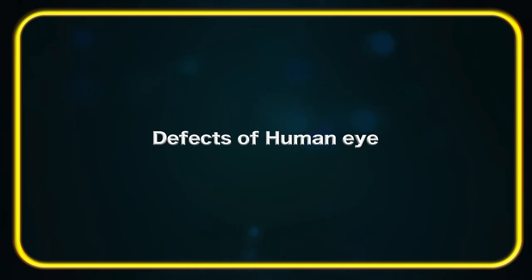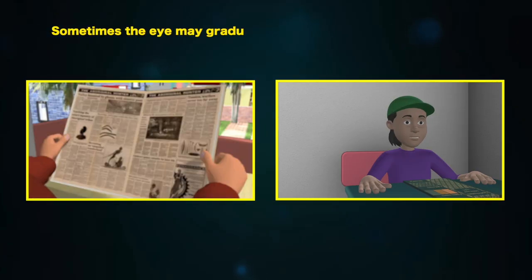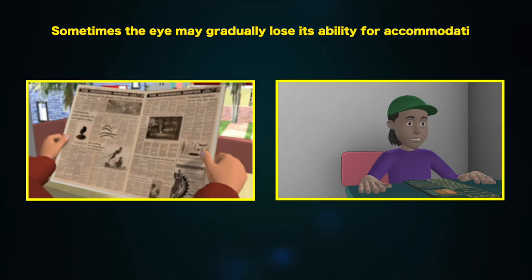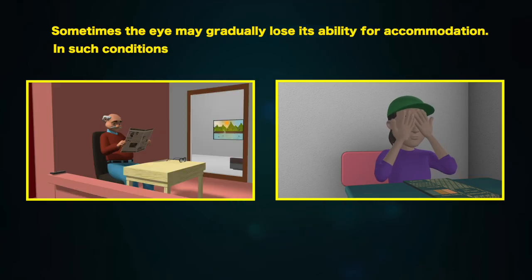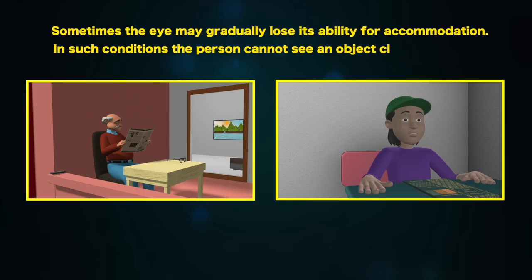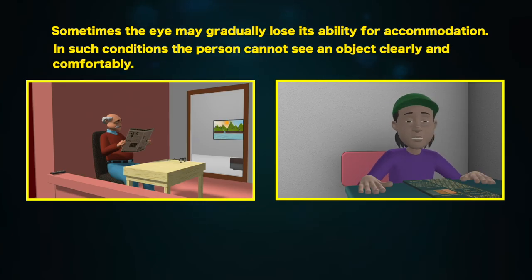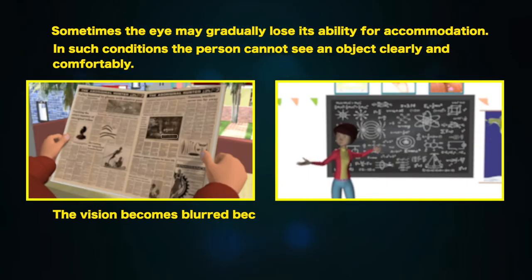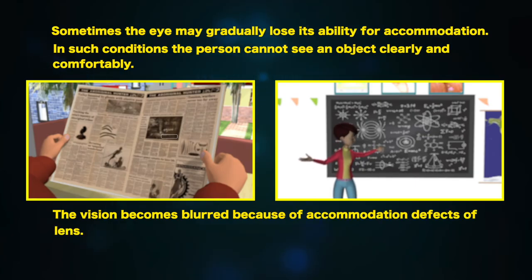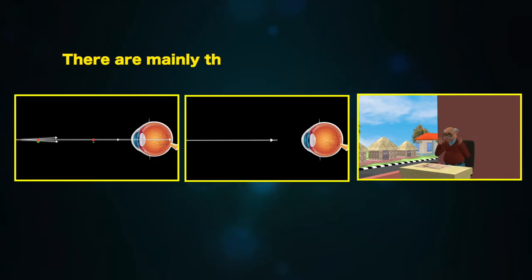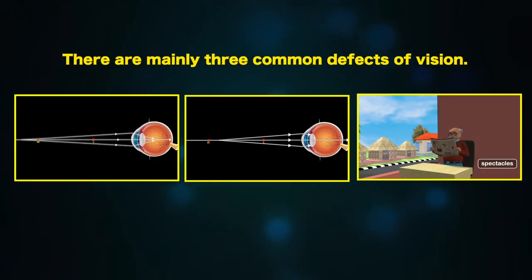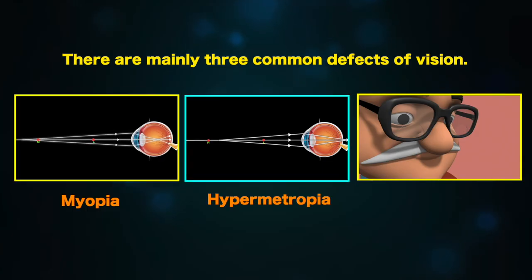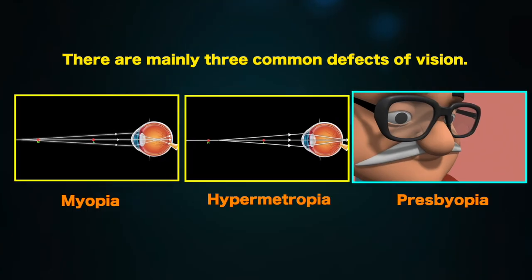Defects of a human eye. Sometimes the eye may gradually lose its ability for accommodation. In such conditions, the person cannot see the object clearly and comfortably. The vision becomes blurred because of accommodation defects of the eye lens. There are mainly three common defects of vision. They are myopia, hypermetropia, and presbyopia.